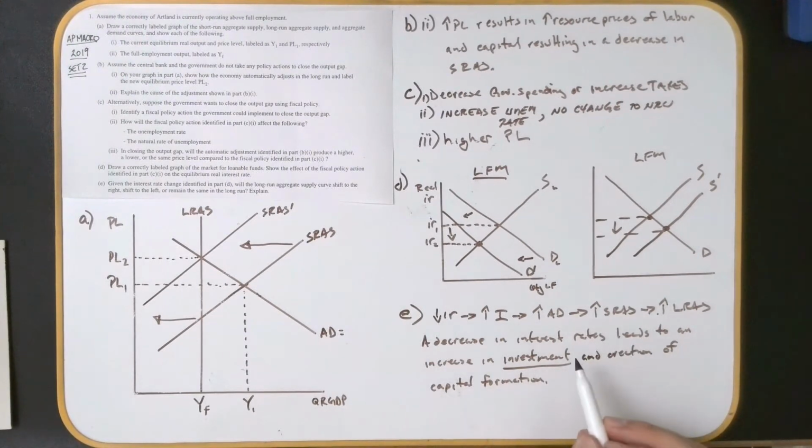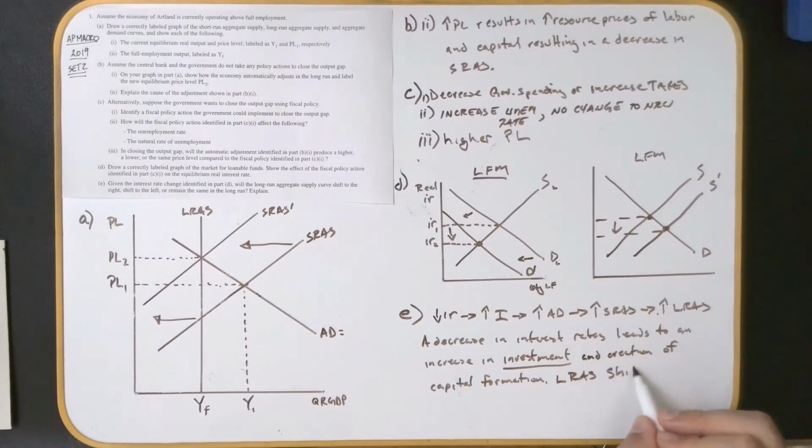And I actually didn't even address the first part of the question. It says, given what will happen to the long run, and I'll just say this now, LRAS shifts right. Okay, should have said that first. LRAS shifts right, get that point, and then explain. Okay? And that is question number 1.